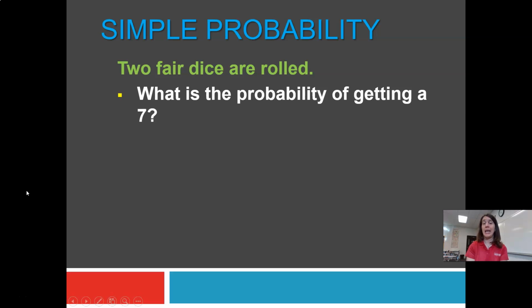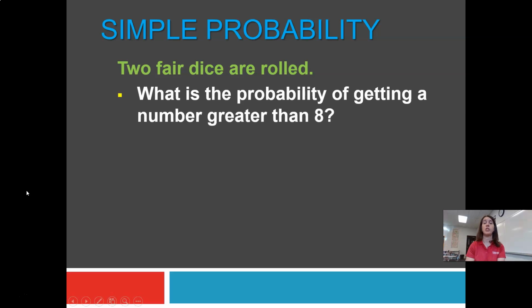Well, I look at the chart. How many sums of 7 do I see? There were 6 out of the total 36 different blocks that I have, and 6 over 36 does reduce, and my final answer for this question would be 1 over 6.